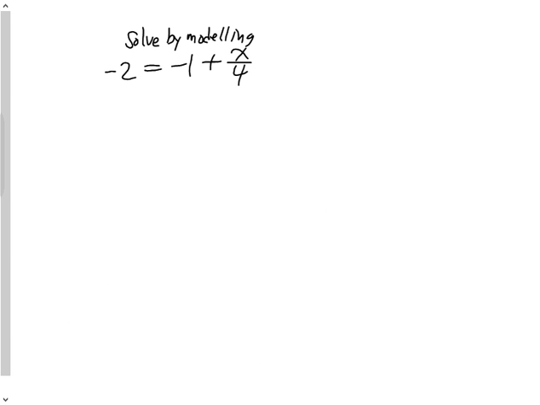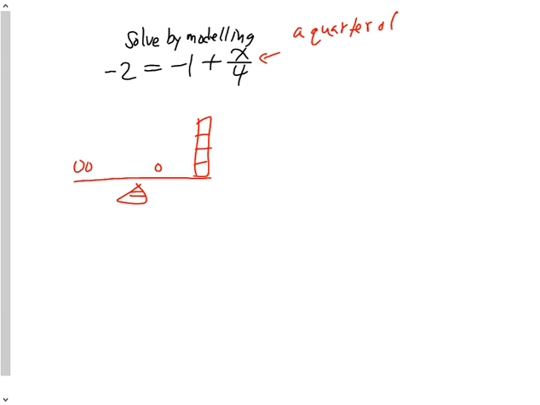Our third question says solve by modeling again, so we're going to put our scale here to represent the equal sign, a balance of two sides. Negative 2 is equal to negative 1. Now this one here says a quarter of x. We could write it as a quarter of x, and those are all the same thing. What we're going to write is x over 4. So a quarter of x, if the whole rectangle is x, that's a quarter of x.